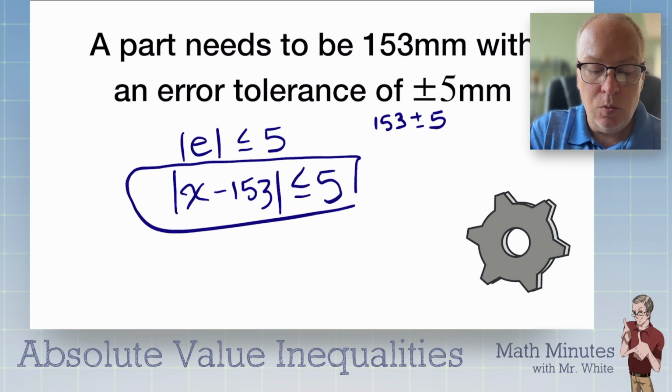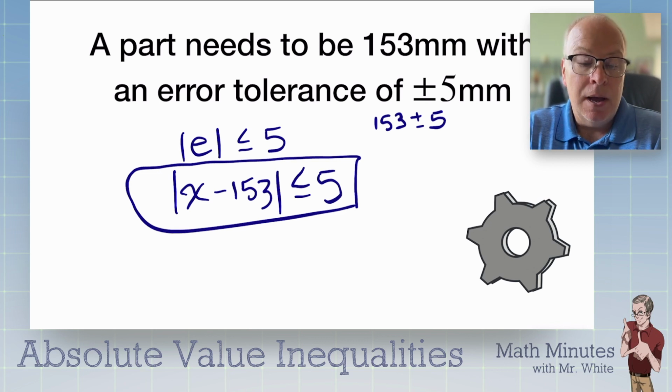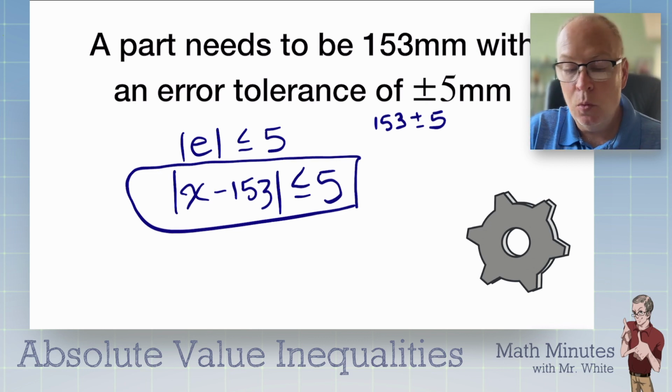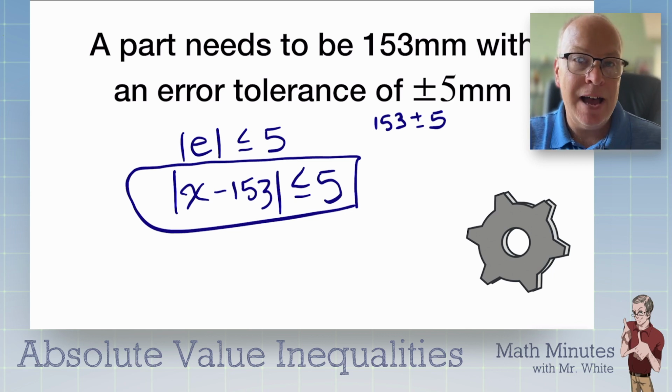This is what an absolute value inequality looks like that demonstrates this particular word problem where you have what's called a tolerance. So this had a 5 millimeter tolerance in either direction.